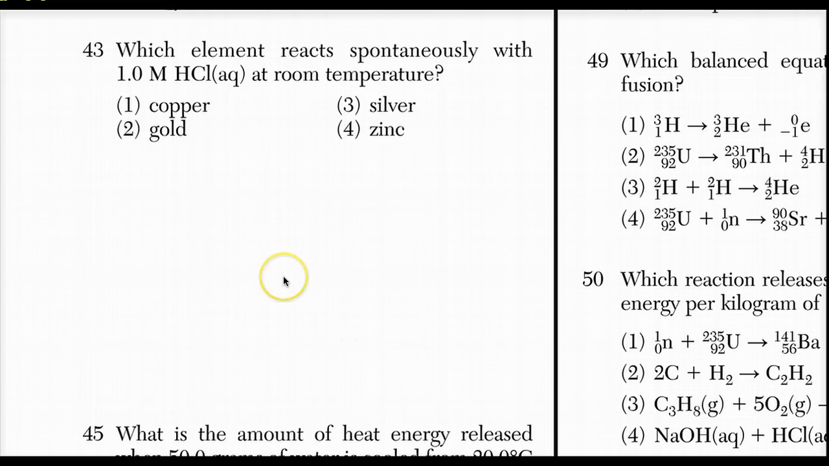Number 43, which element reacts spontaneously with 1.0 molar HCl at room temperature? Okay, well, first and foremost, spontaneously means that the reaction occurs with a direction, which means that it occurs. It's going forward. So when we ask about spontaneity, normally when it comes to a redox reaction like this, we'd use net potentials, but we're only left with table J.